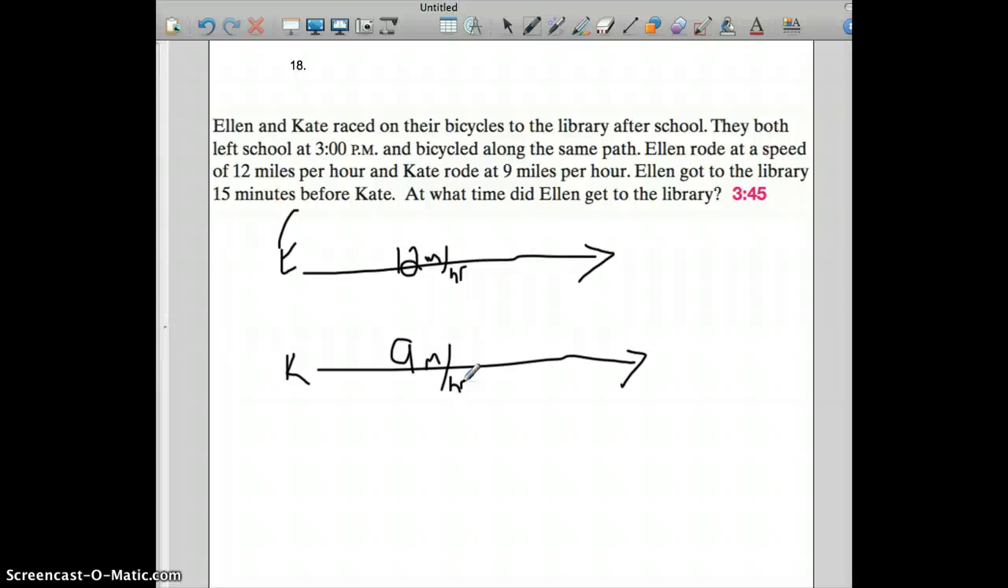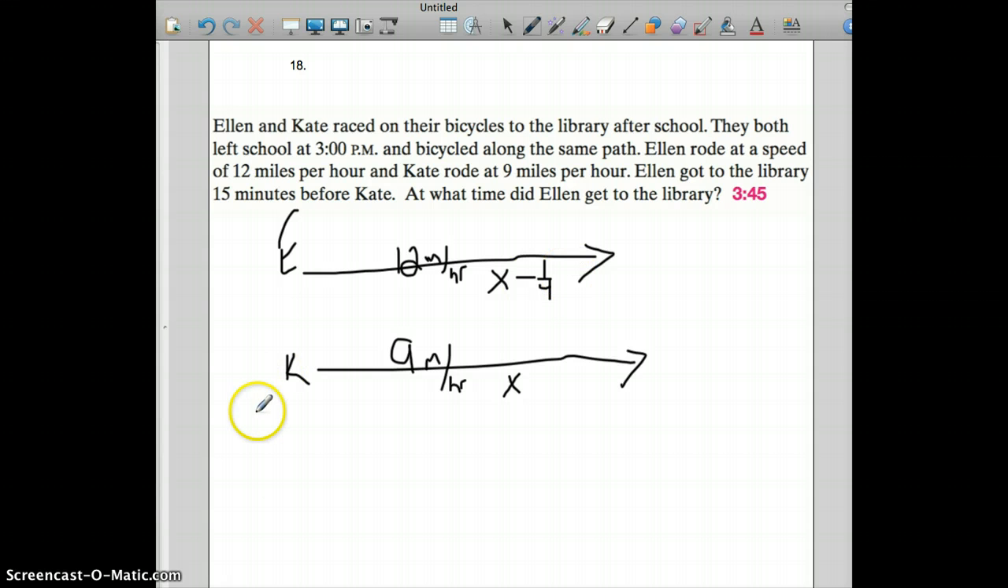Since Ellen got to the library before Kate, I'm going to make her time X minus 1/4, because 15 minutes is 1/4 of an hour. And I'm going to let Kate's time be the longer time because she got there after. Even though they left at the same time, she got there later. So her time I will expect to be larger than Ellen's, who is going faster and took her 15 minutes less, which is 1/4 of an hour.